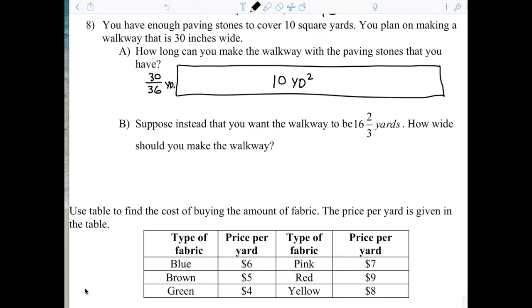Is everybody good with that? Of course you're taking out your handy dandy calculator and go 30, ABC, 36, and that reduces to what? 5/6. Is everybody good with that? Right, so this is 5/6 of a yard. Okay, so hold on one second. We'll just finish that up.